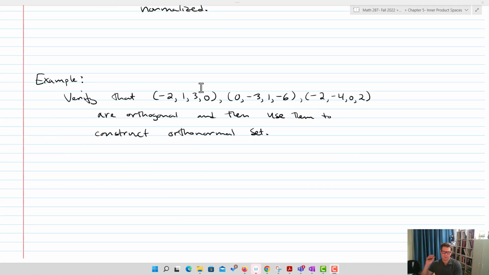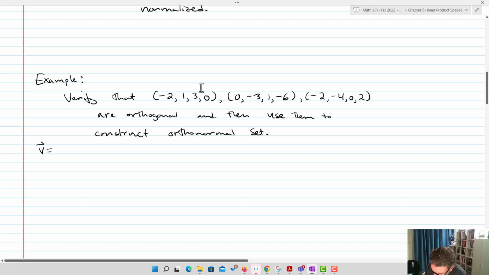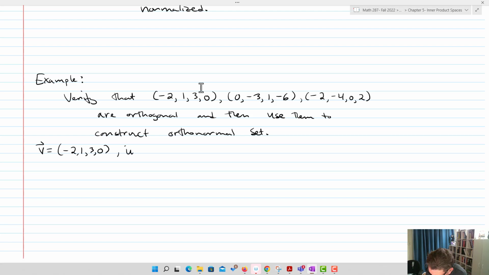So let's take a look at an example. Let's say, for example, we want to verify that this set of vectors, -2, 1, 3, 0; 0, -3, 1, -6; and -2, -4, 0, 2 are orthogonal, and then we're going to use them in order to create an orthonormal set. So we're going to let v equal -2, 1, 3, 0. We'll let u equal 0, -3, 1, -6, and we'll let w equal -2, -4, 0, 2.